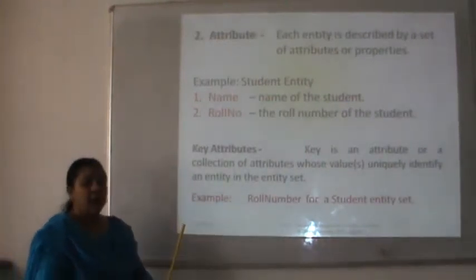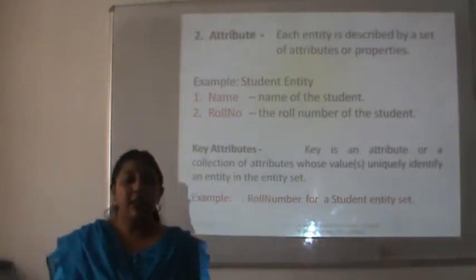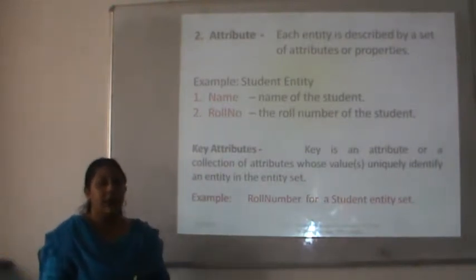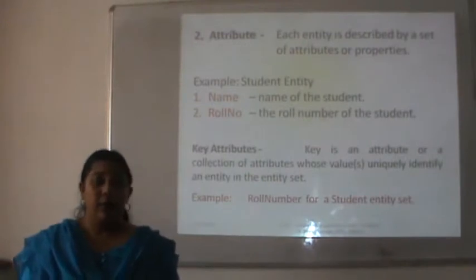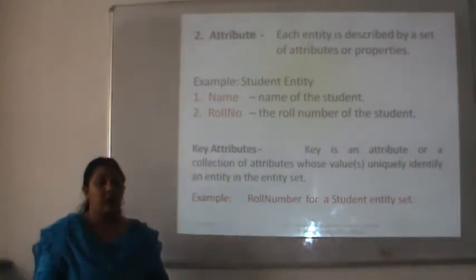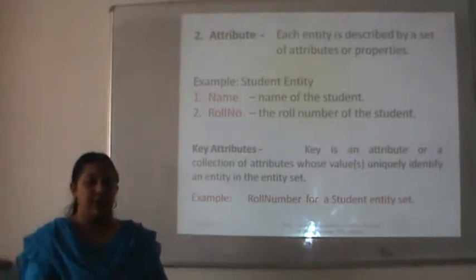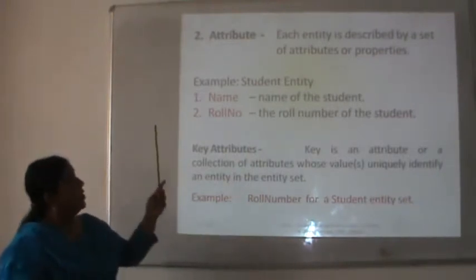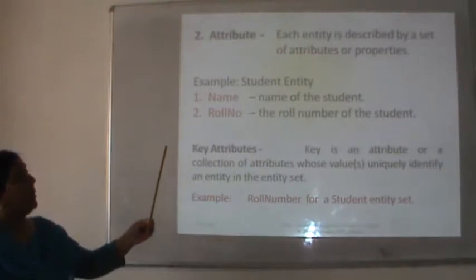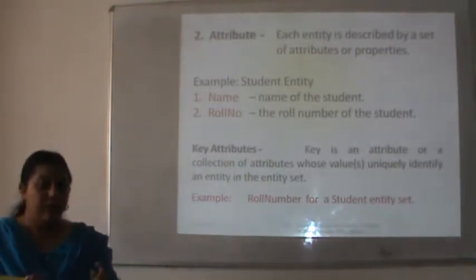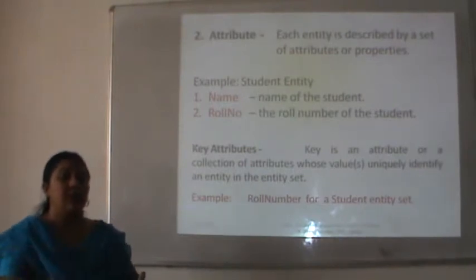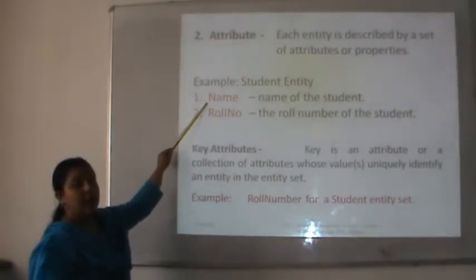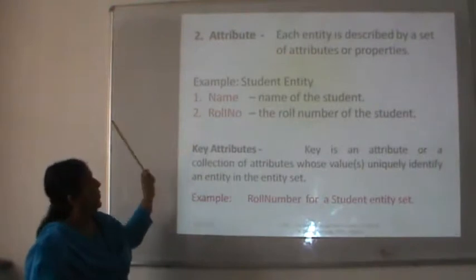Coming to the attribute. Now every place, person is identified by certain attributes or properties. For example, a student is identified or recognized by his roll number, by his name, by his address, by his gender and so on. So these are the properties, called attributes, which identify that object. Each entity is described with a set of attributes or properties. So every entity has some attributes that identify that entity. For a student, name is one of the attributes. Roll number is another attribute.